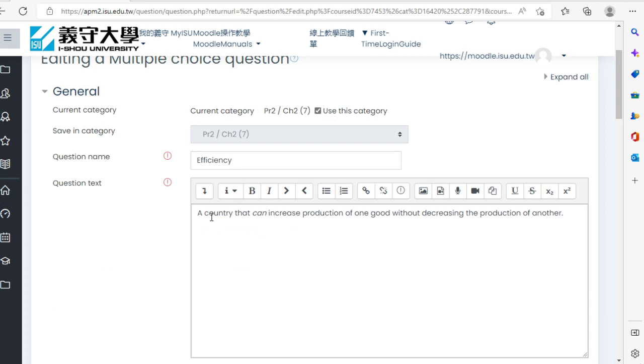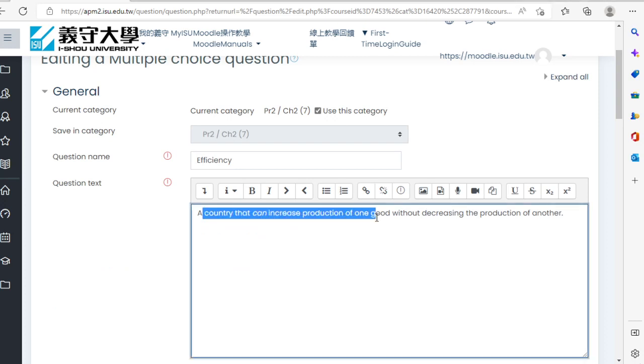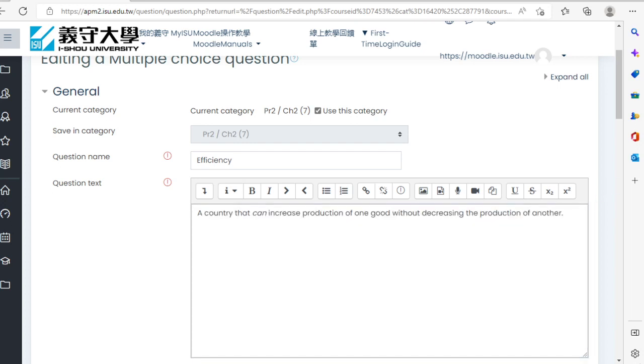Second question, similar: a country that can increase production of one good without decreasing the production of another good. That means we are not producing efficiently. That means the country is producing under the production possibilities frontier.